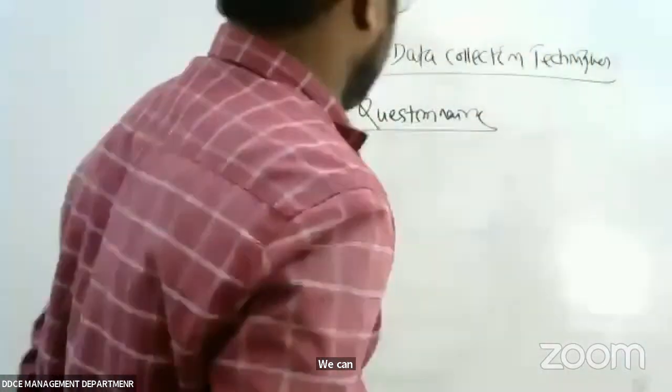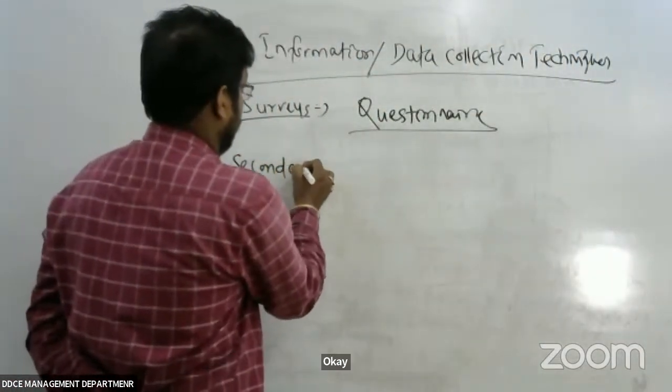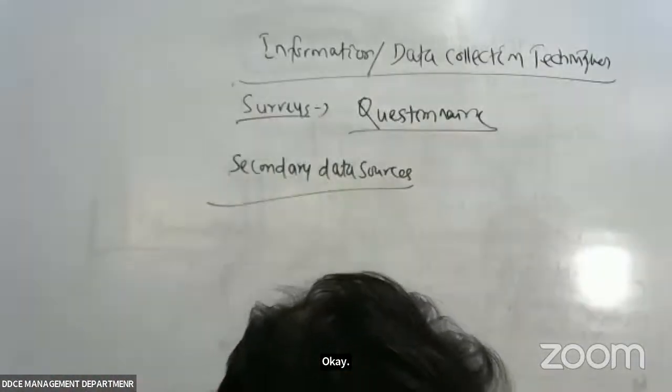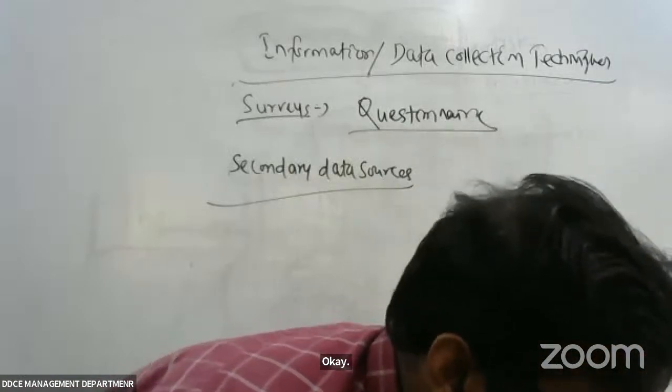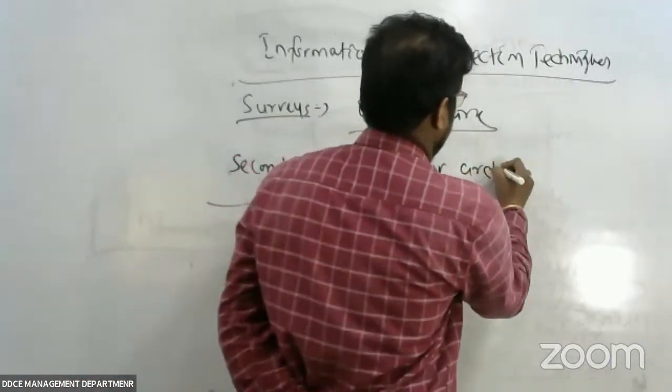Next is secondary data sources. Secondary data sources, or archival data, are also referred to as archival sites.